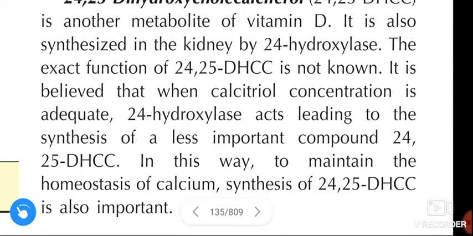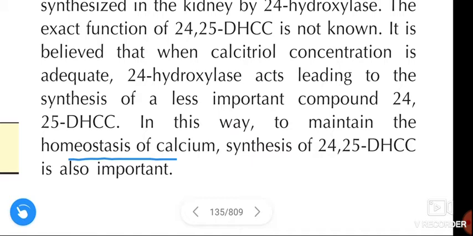It is believed that when calcitriol concentration is adequate, 24-hydroxylase acts, leading to the synthesis of a less important compound, that is 24,25-dihydroxycholecalciferol. In this way, to maintain the homeostasis of calcium, the synthesis of 24,25-dihydroxycholecalciferol is also important.